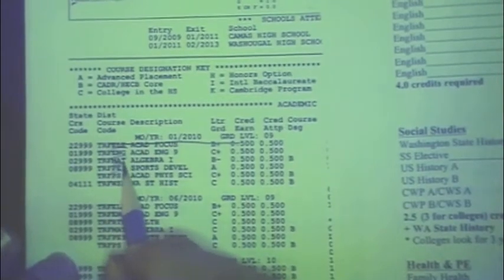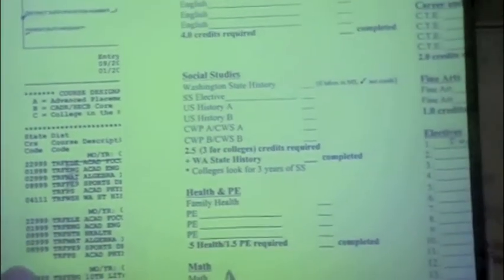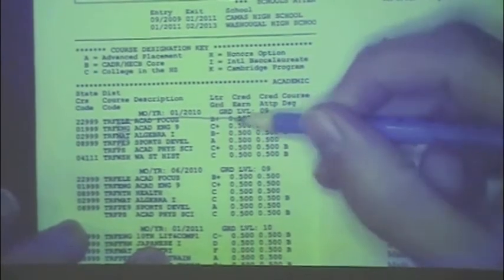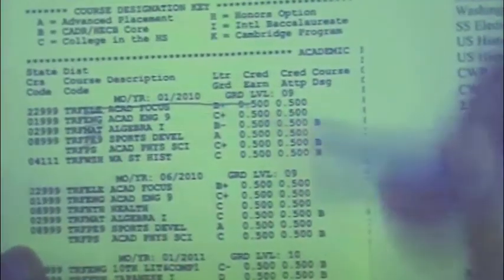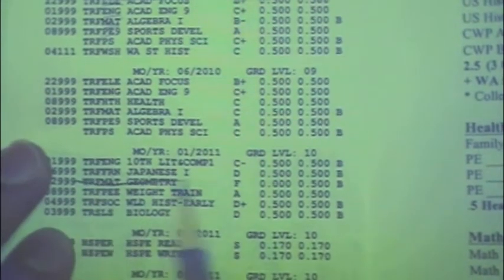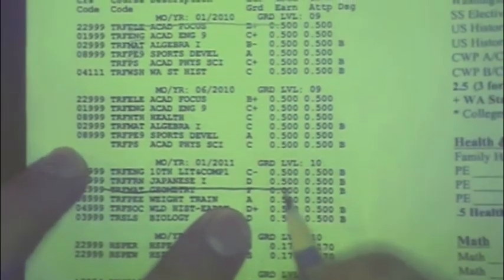Algebra has the MAT, so that's math. You're going to do the same thing for math. Algebra, 0.5. If there's a class that doesn't have a 0.5 in this column, you didn't earn credit. So as you go down here, you see that this student failed geometry. And we're not putting that on the credit checklist because that student did not earn credit.